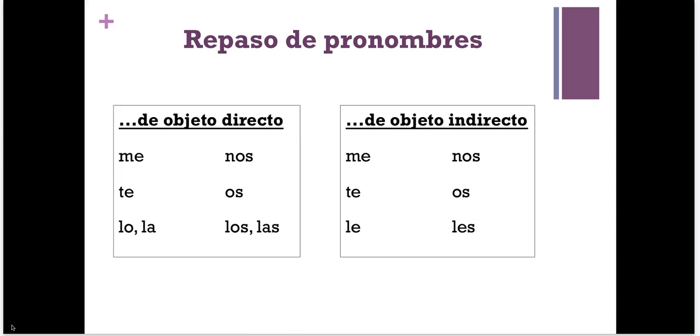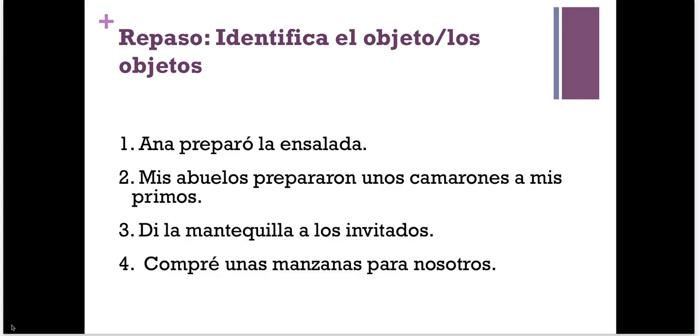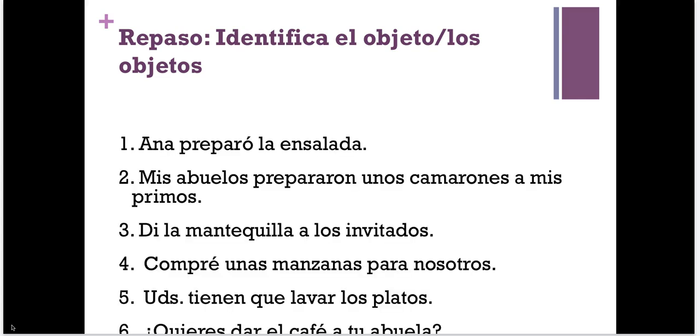And hopefully by now you have memorized very well these two distinct lists. Objetos directos, me, te, lo, la, nosotros, los, las, and the pronombres de objeto indirecto, me, te, le, nosotros, les. You really can't keep going until you've memorized these two lists. So before we light into the new information, I just wanted to give you a quick bit of review with identifying objetos directos y objetos indirectos.